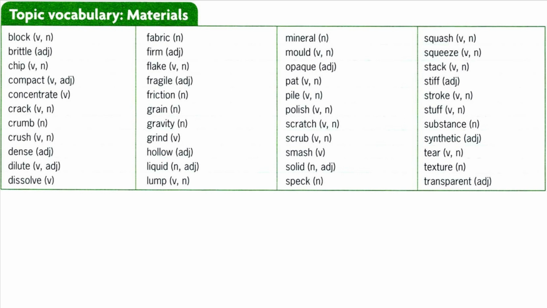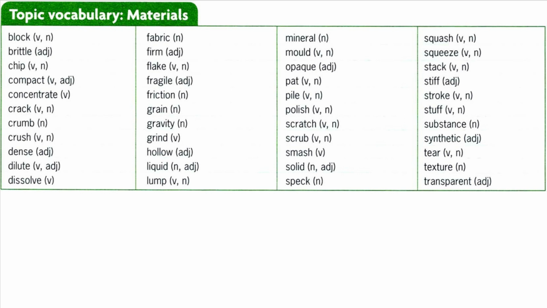Substance. A particular type of liquid, solid or gas. You're not allowed to take certain substances on a plane. Synthetic. Made from artificial materials or substances, not from natural ones. Nylon is a synthetic material.